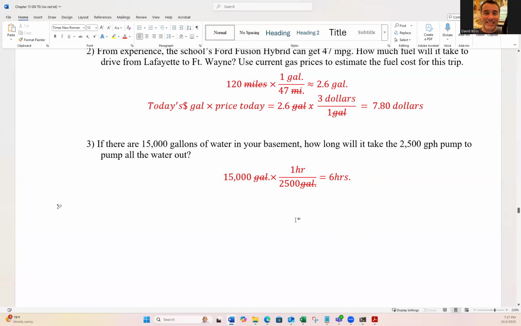All right, so make sure you have your unit labels in the right spot. They need to cancel out and you need to be left with just the unit label that the question asked for. And it may ask for something over something like miles per hour, or it may ask for just time. So then you need to use hours. So if it says how long, that means time, which means hours. The question doesn't specifically say hours. It doesn't say how many hours will it take to pump the water out of your basement. But when it says how long, that means how much time, which means how many hours. So you need to read into the question.